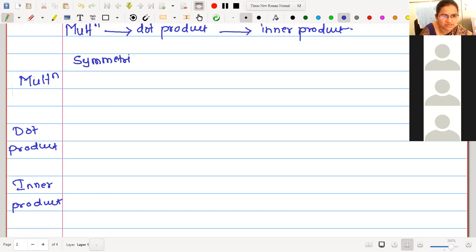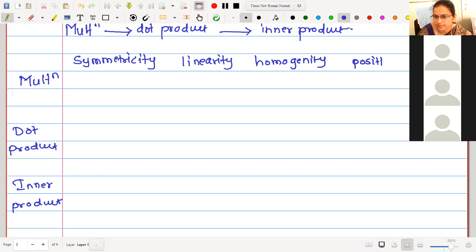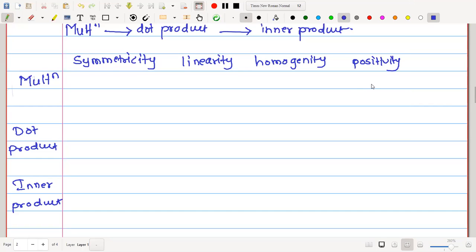The first property possessed by multiplication is symmetricity. Then we can show linearity. Then this is homogeneity. And last is positivity. Okay, what is multiplication? Symmetricity means if I take any two scalars, then alpha dot beta is beta dot alpha.